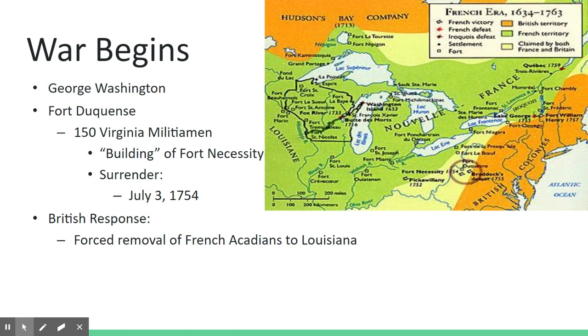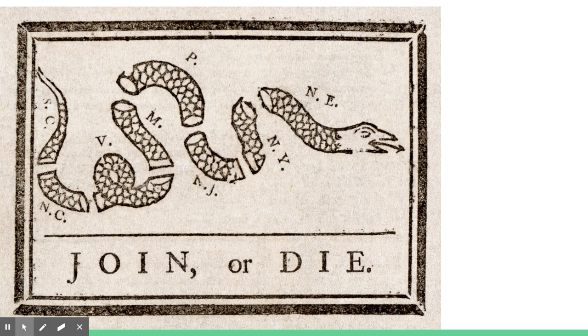It's not really a fort; it's basically a bunch of sticks that are thrown together. But this is where we get to at least meet George Washington. And July 3rd, 1754, he actually surrenders. That won't be the last time, but the colonists will be a lot more effective after that.